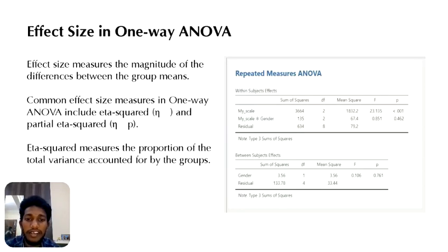Effect size in one-way ANOVA. Effect size measures the magnitude of the differences between the group means. Common effect size measures in one-way ANOVA include eta squared and partial eta squared. Eta squared measures the proportion of the total variance accounted for by the groups.